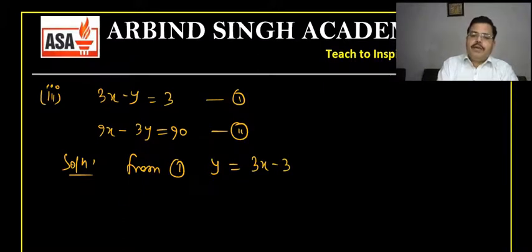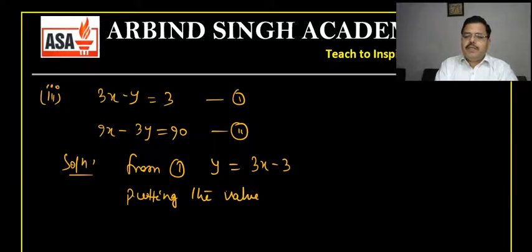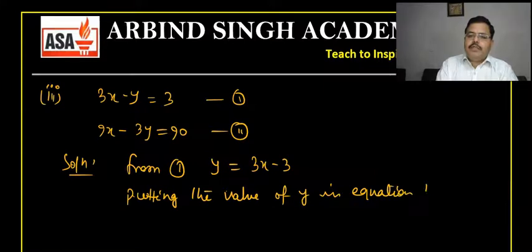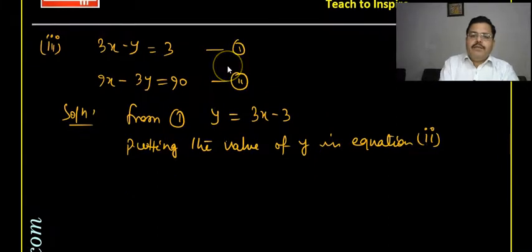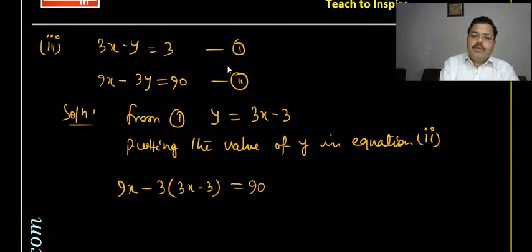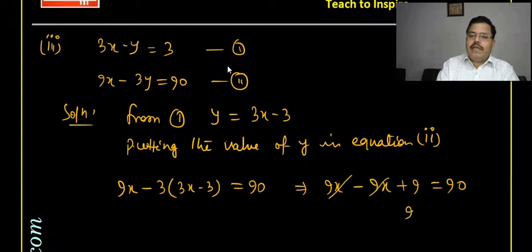Now putting, or substituting, the value of y in the second equation, we have 9x minus 3 times (3x minus 3) is equal to 90. That will be 9x minus 9x, and minus minus plus 9, is equal to 90. So this cancels, and 9 is equal to 90.